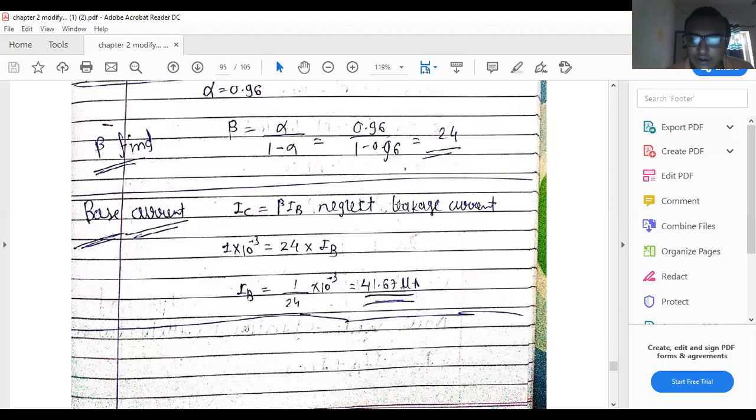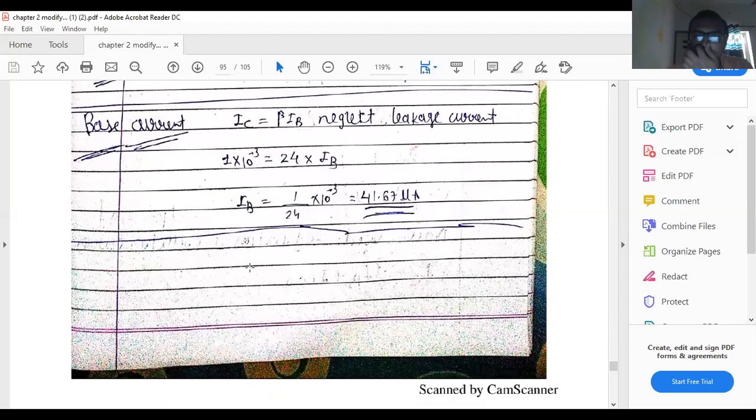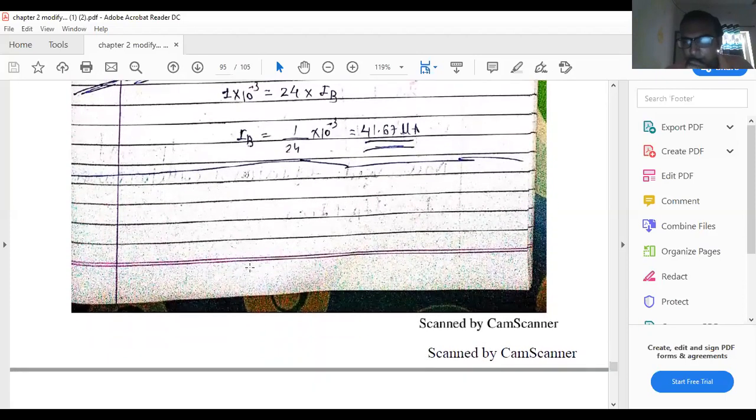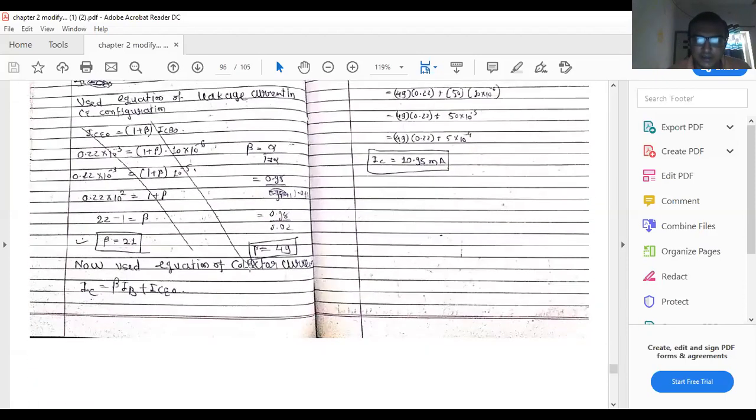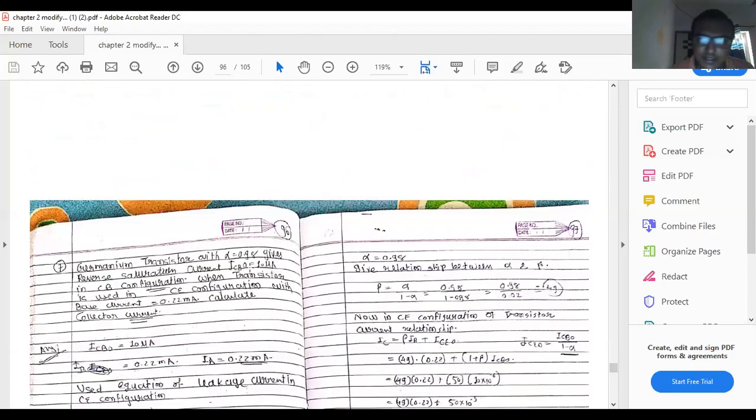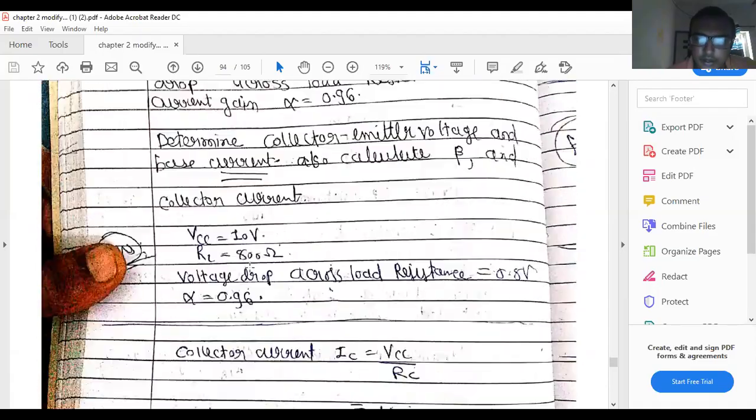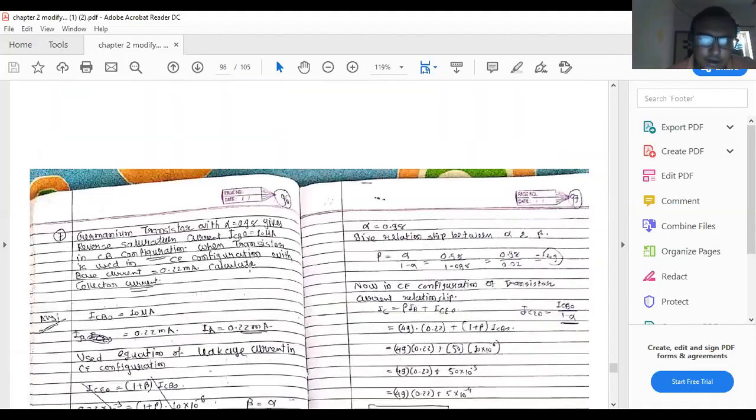So IC equal to beta times IB, neglecting the leakage current. So we can get the value of IB as 41.67 microampere. So this is the example related to the DC load line and Q point. Now the next example.